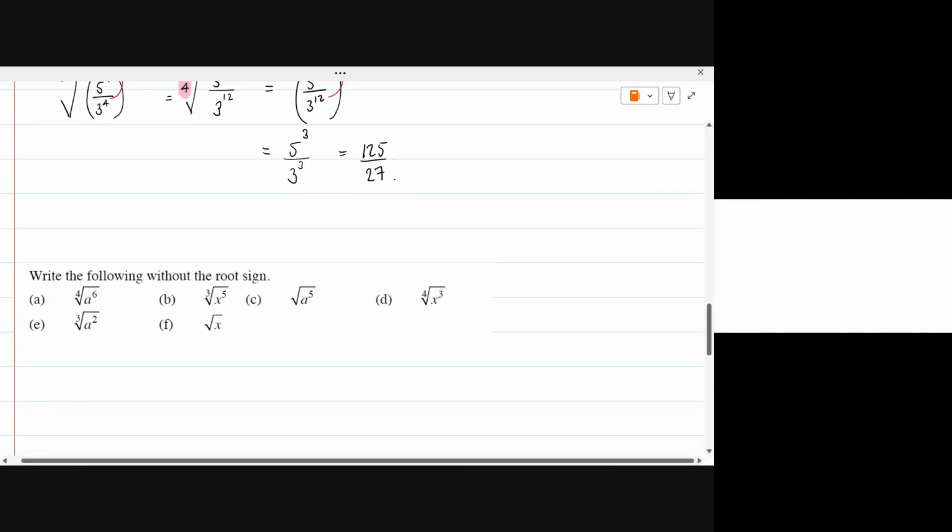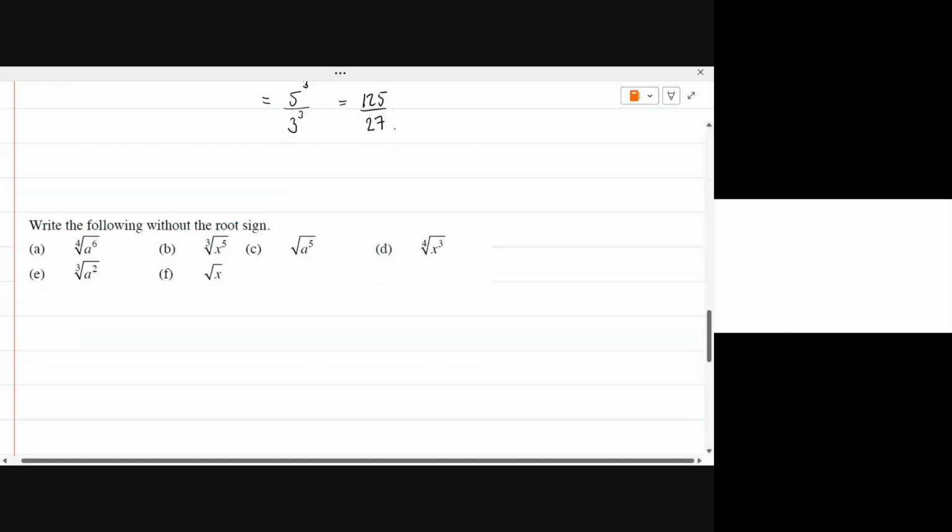I want you guys to write the following without a root sign. So I want you guys to change the fourth root. Okay, it's fancy for maths. I want you guys to write the fourth root of a to the power of 6 without the root sign. Are we able to do that? Do we know how to do that now? Yes? I'm going to remind you guys that the square root of x is the same as x to the power of a half.